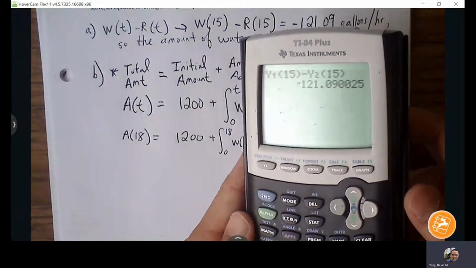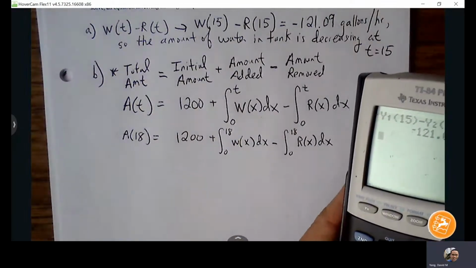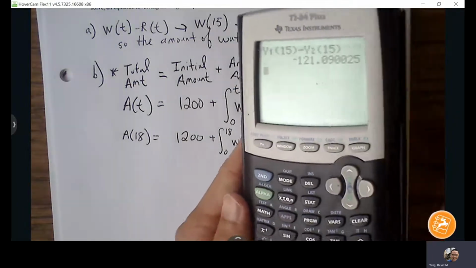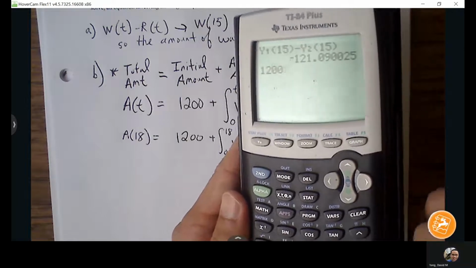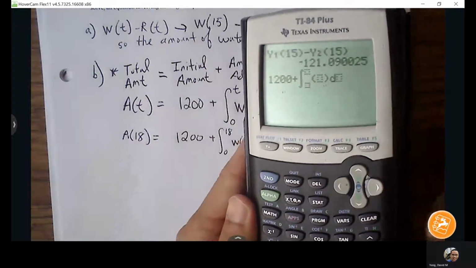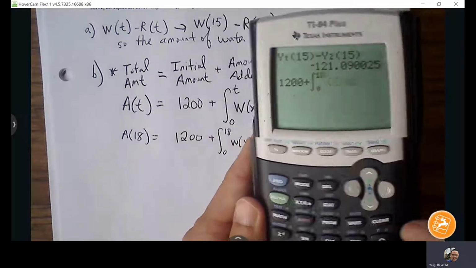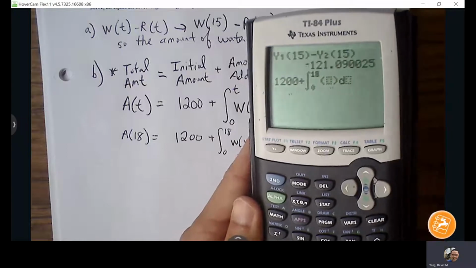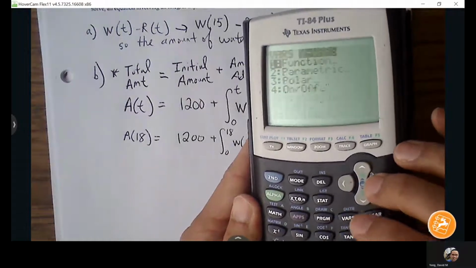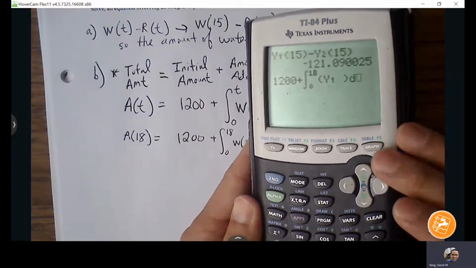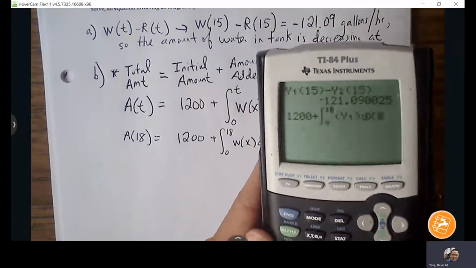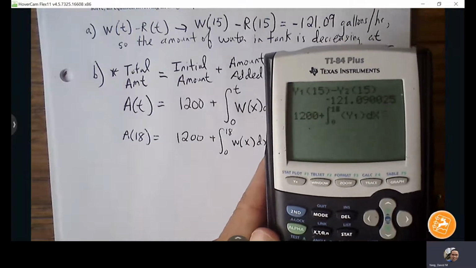Okay, so because I already have my W of x and R of x defined under my Y1, Y2, I'm just going to go ahead and call them. So I'll say 1,200 plus the definite integral, so MATH 9, from 0 to 18. I don't want to type in my entire W of x again. I'm just going to call it. It's under Y1, so I'll go to VARS, Y-VARS, function Y1, dx. Okay. Again, the keystrokes to get to Y1 are up there on the board. VARS, Y-VARS, function Y1.